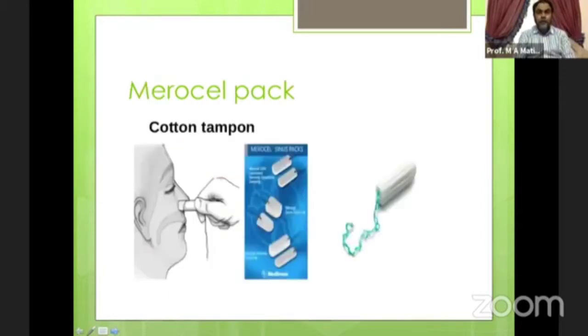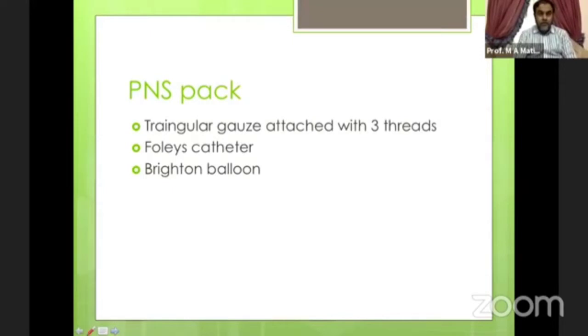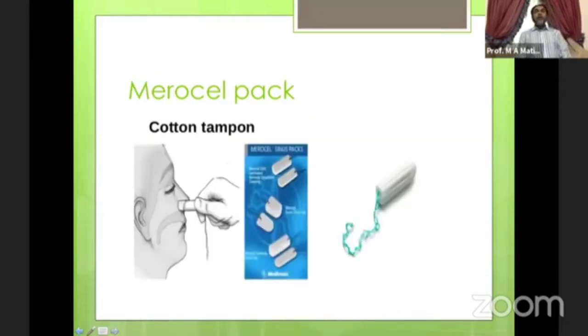We also have these sponge-like Merocel packs. We don't need a ribbon gauze. Straight away put this nasal pack, and once inside the nasal cavity it comes in contact with water, it swells up and fits the nasal cavity very nicely and compresses the bleeding vessels. So this is the Merocel pack. We also have the Kaltostat pack, like white hair, calcium alginate, Kaltostat pack. So these are the common intranasal packs.